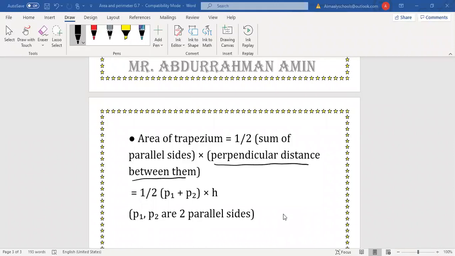So we can calculate the area of the trapezium by the rule: half multiply b1 plus b2 multiply h. Please, my sons, go to exercise number 27.2. Find the area of each of the following shapes.